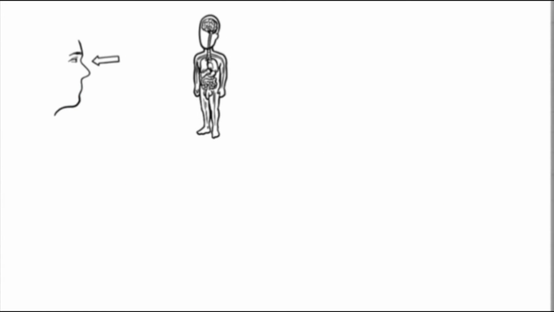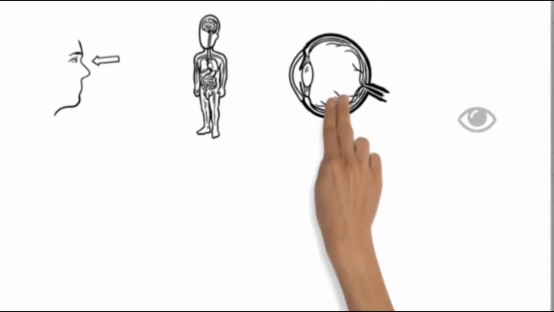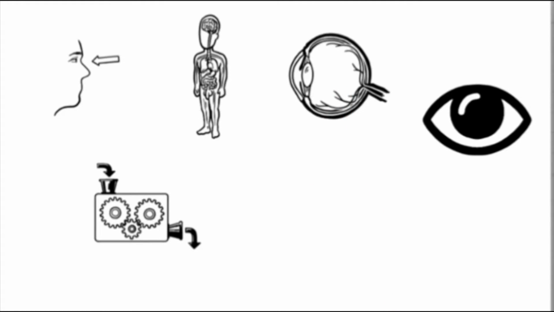Number 6, lens of eye. Lens, in anatomy, a nearly transparent biconvex structure suspended behind the iris of the eye, the sole function of which is to focus light rays onto the retina.